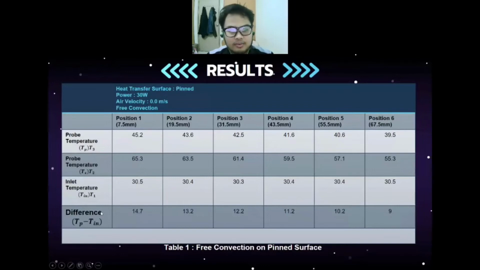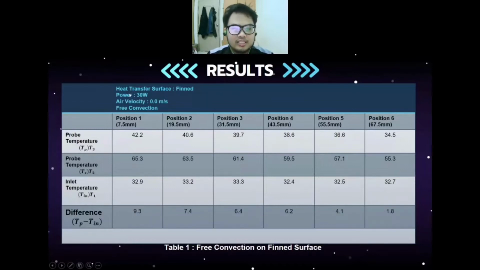So the difference we calculated for position 1 is 14.7, position 2 is 13.2, position 3 is 12.2, position 4 is 11.2, position 5 is 10.2, and position 6 is 9.